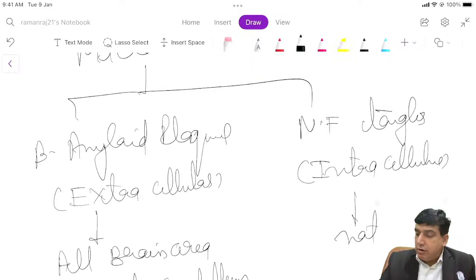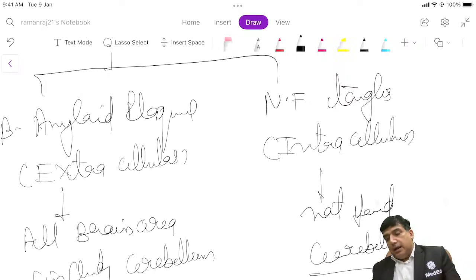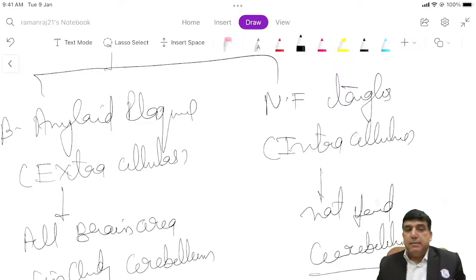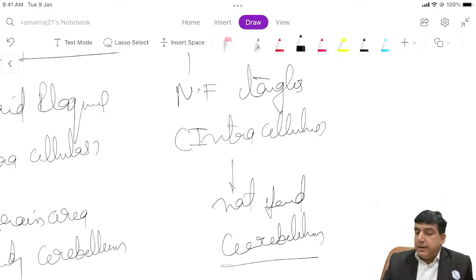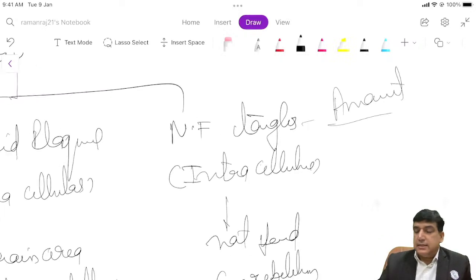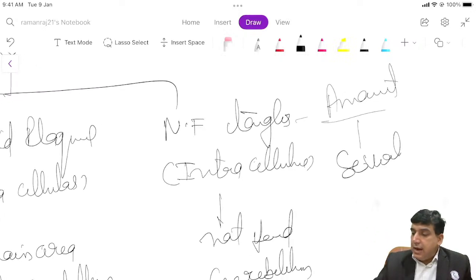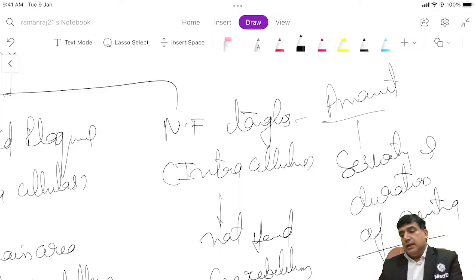Neurofibrillary tangle is not found in the cerebellum. That is very important. So neurofibrillary tangle we don't have in the cerebellum, and except the cerebellum we have neurofibrillary tangle everywhere. Beta amyloid plaque we also have in the cerebellum as well. Extracellular beta amyloid, intracellular neurofibrillary tangle. The amount of neurofibrillary tangles basically tells about the severity and duration of dementia.